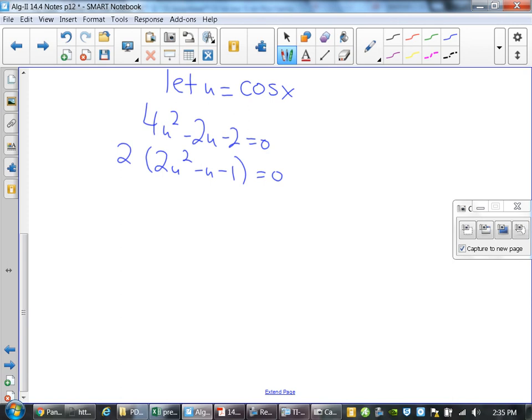What times what is negative 2 and you add together to get negative 1? Negative 2 and 1, good. So I get 2u squared minus 2u plus u minus 1. And then I group it. This is like everything you've learned in this class, so I'll put it together in one problem.